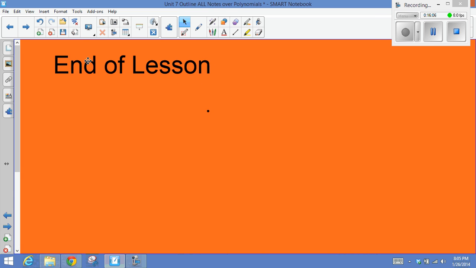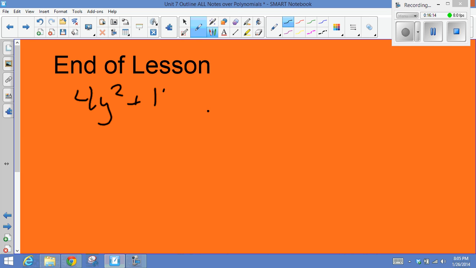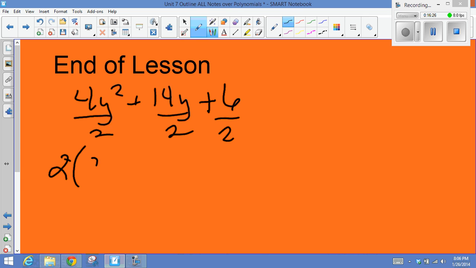Let me move this out of the way. So it was 4y squared plus 14y plus 6. Okay, so these are all even numbers, so I can take a 2 out of everything here. So I'm going to just put my 2 down, and then I've got 2y squared plus 7y plus 3.